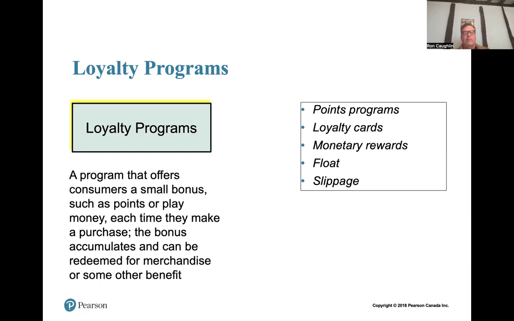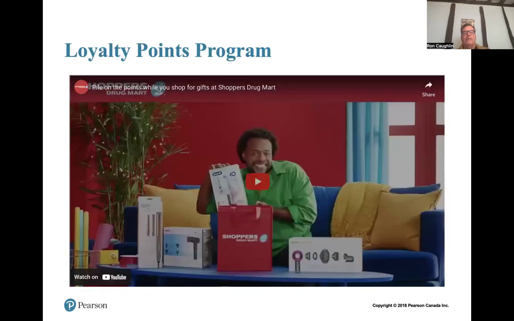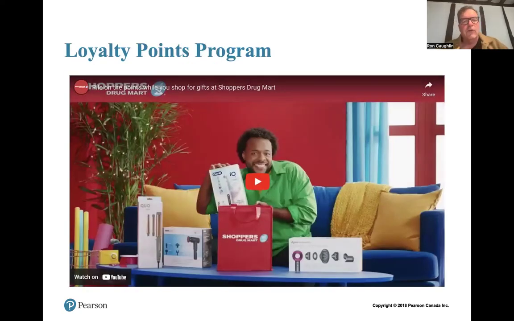And so really these are programs that offer consumers a small bonus, such as points or play money, each time they make a purchase. The bonus accumulates and can be redeemed for merchandise or some other benefit. An example of that is the Shoppers Drug Mart PC Points program.